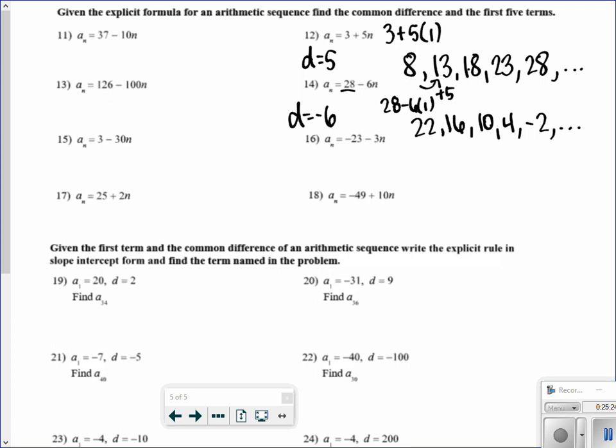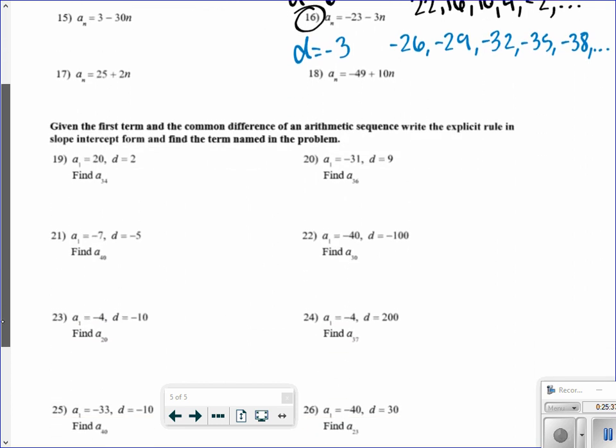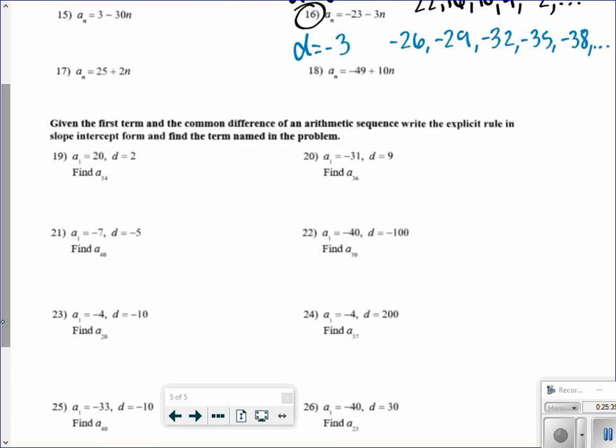Okay. Do number 16. Okay. Are we okay with this? Last section. Last section, it's giving us some function notation practice. So we're going to look at number 20.